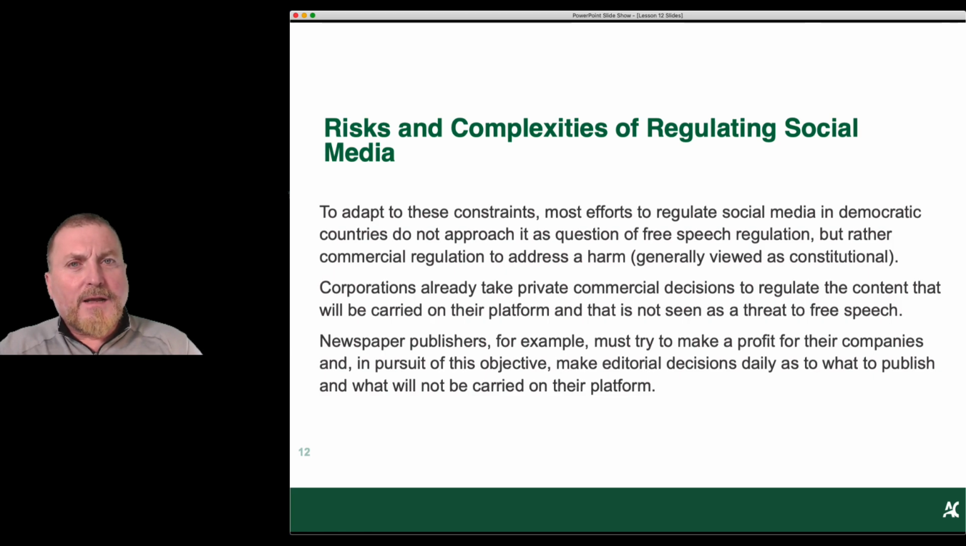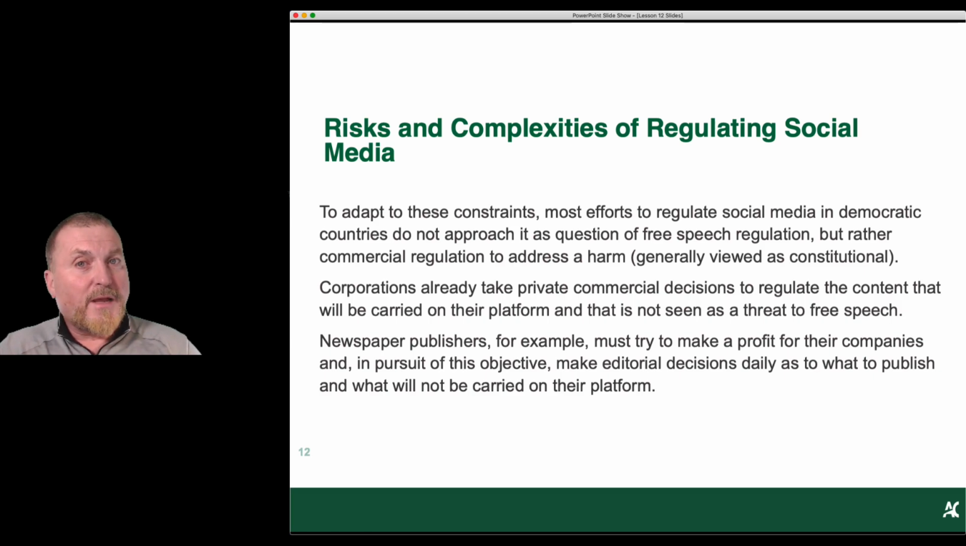And that's why most democratic countries that regulate social media do not approach it as a question of free speech regulation at all, but rather as commercial regulation to address a harm generally viewed as constitutional. Okay, corporations already take private commercial decisions to regulate the content that will be carried on their platforms, and that is not seen as a threat to free speech. Newspapers can't publish everything, right? They receive hundreds of letters from viewers who want their opinions published in the newspaper, and maybe one or two get published a month. All right, and so lots of free speech is curtailed within existing traditional media in society today, right?